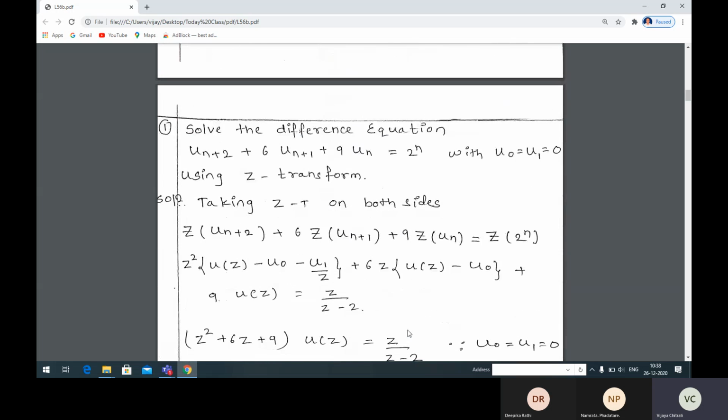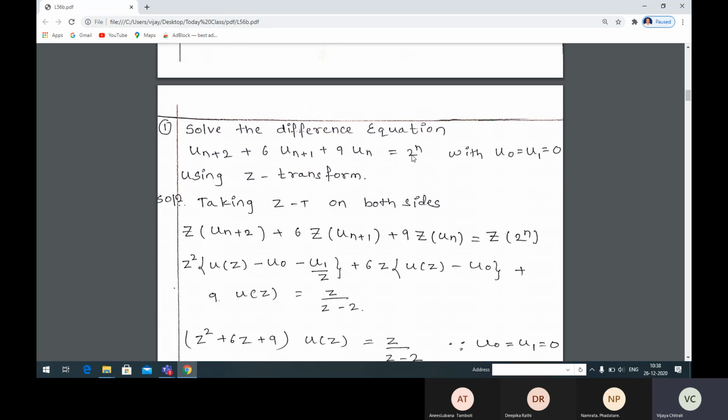So already we have discussed, so this is a revision class. Directly we'll start discussing examples on difference equation. First example, solve the difference equation u suffix n plus 2 plus 6 u suffix n plus 1 plus 9 u suffix n is equal to 2 raised to n.